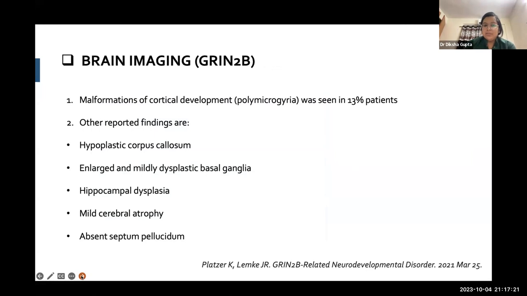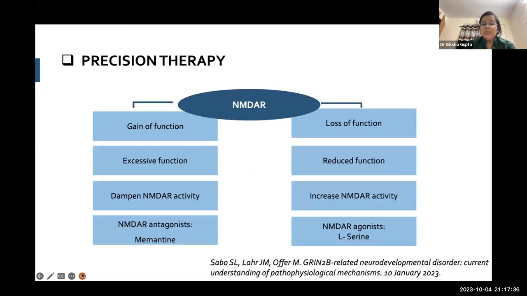We had a normal imaging of the brain for this child, but there have been reports of malformations of cortical development, and other rare findings have also been reported. So with this possibility of GRIN2B related neurodevelopmental disorder, memantine has commonly been in discussion for this disorder and is FDA approved as well. But we went ahead with a literature review before starting the medication.